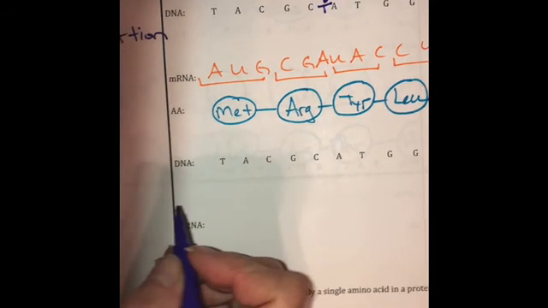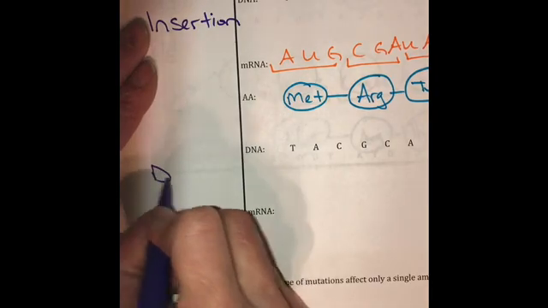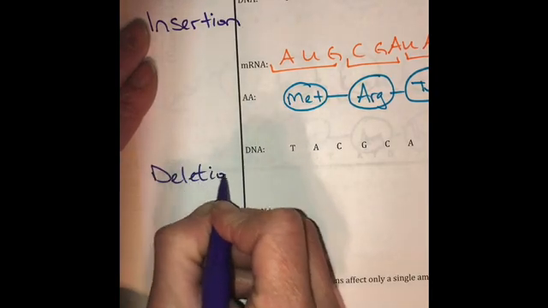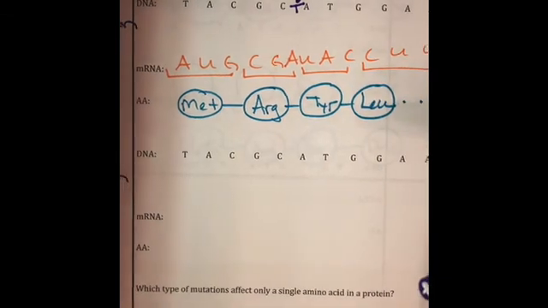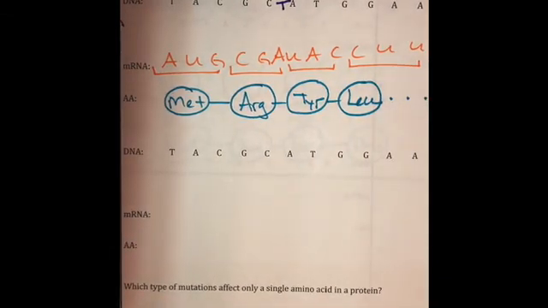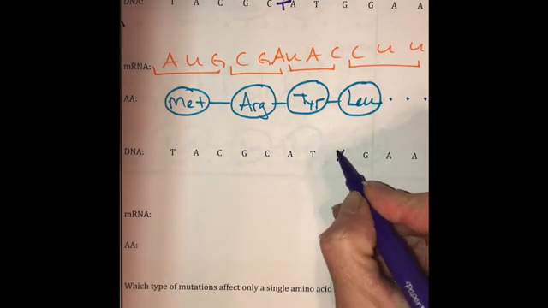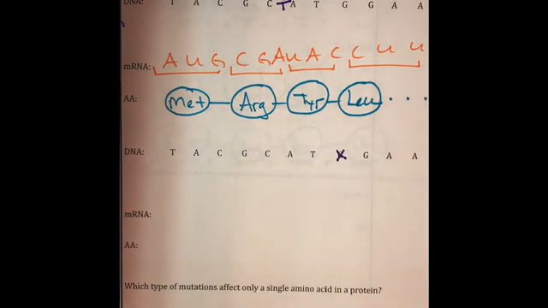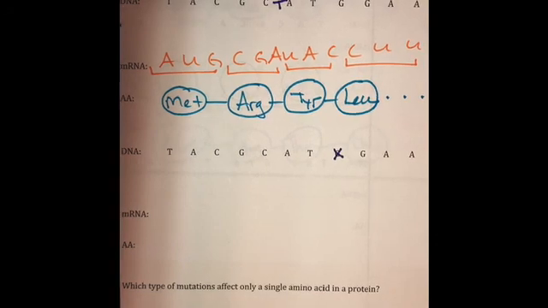In our next example, we are going to do a deletion. You might have expected that. And again, I'm going to randomly choose a base to delete. So I'm going to go with, I don't know, this G right here. I'm going to delete that G. Please write down that DNA sequence, transcribe it, and translate it.